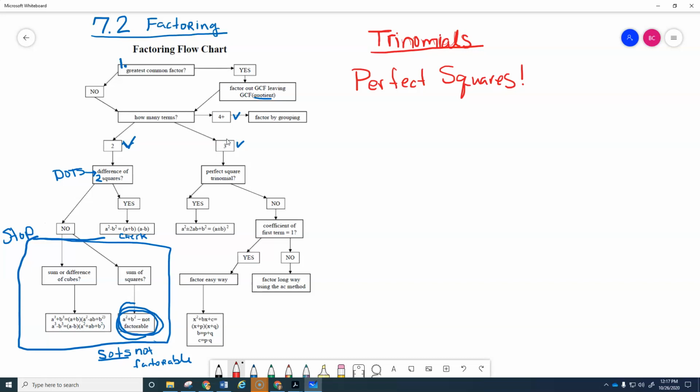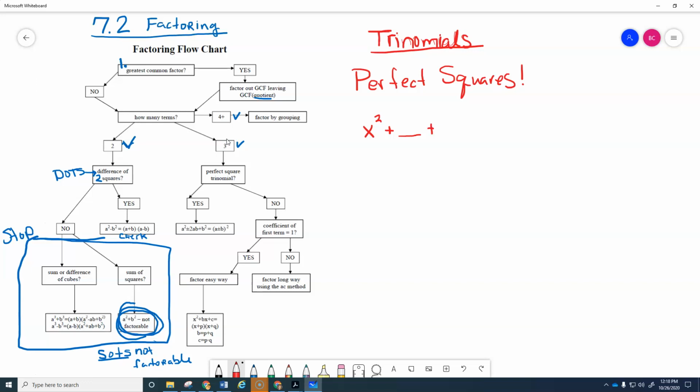Perfect squares should be easy to recognize because notice right here they're telling us that the first term is a perfect square and so is the last term. So in other words, you're going to see something like x squared. You might see a plus, you might see a minus, so that second term could be a plus, it could be a minus. I'll do an example of both. I'm going to leave that blank for just a second. But the last term will always be a positive and it will be a perfect square.